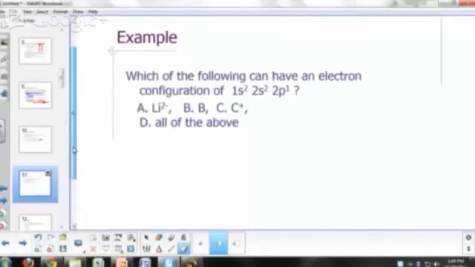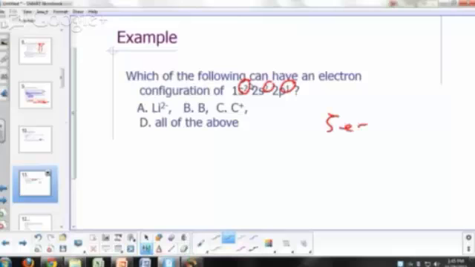So here are some quick review questions from freshman chemistry. Which of the following can have an electron configuration of 1s2, 2s2, 2p1? We're dealing with something that has how many electrons? 2 plus 2 plus 1 is 5 electrons. So it's really a question of which of these has 5 electrons, right?